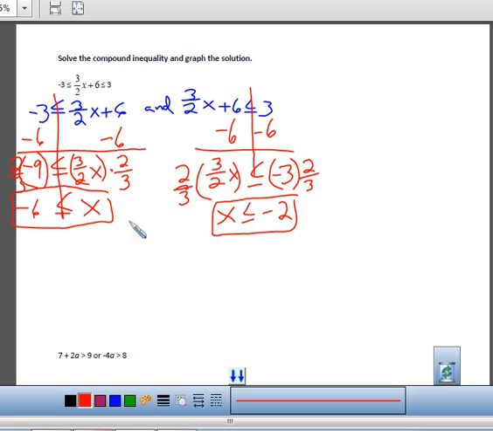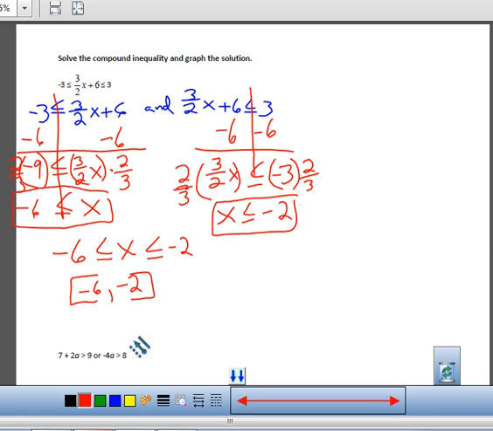Now we're going to put this back together in set builder notation, which is -6, my smaller value, is less than or equal to x, which is less than or equal to -2. We could also do the interval notation, -6, comma, -2, square brackets because it's also equal to.